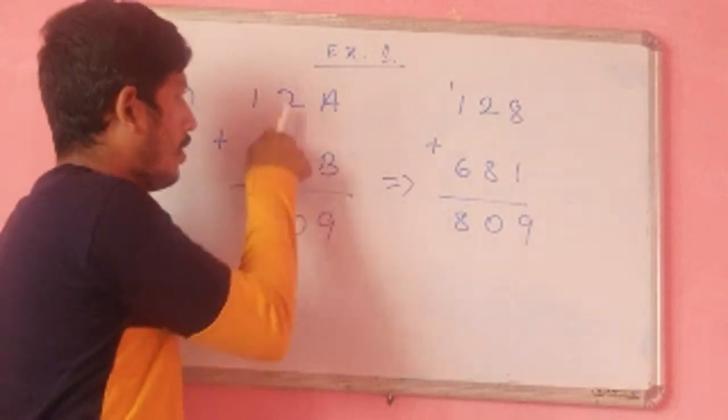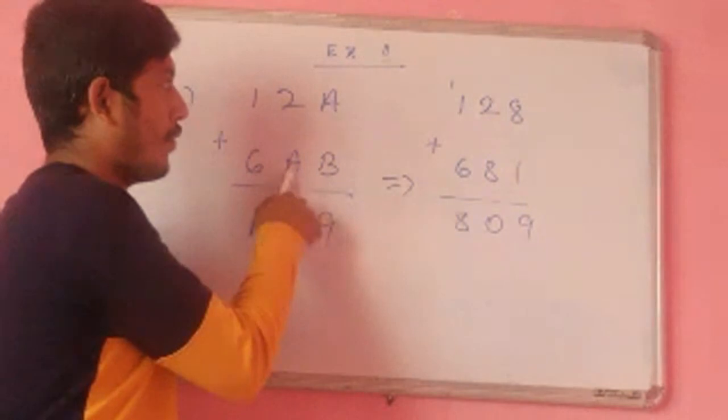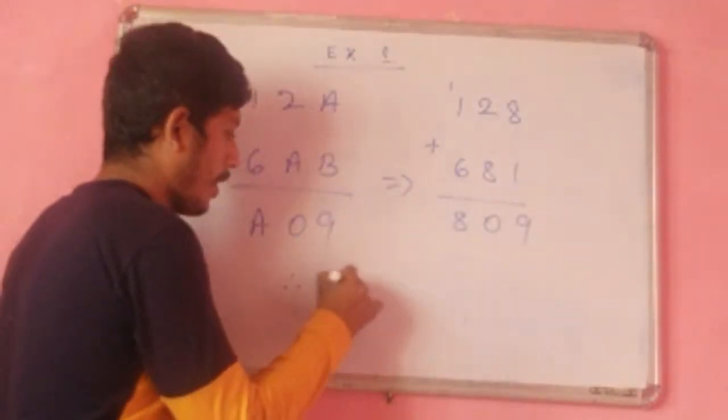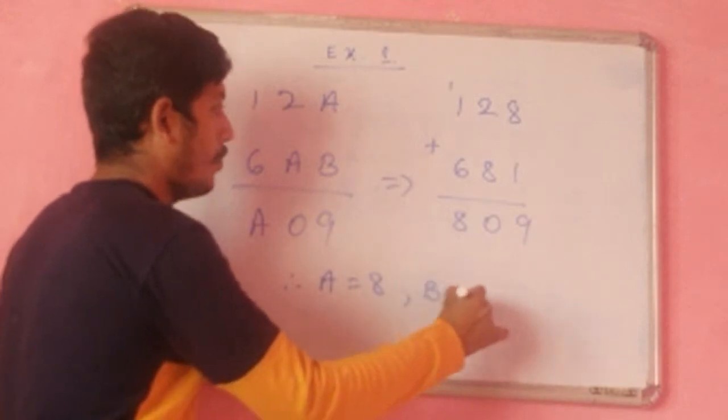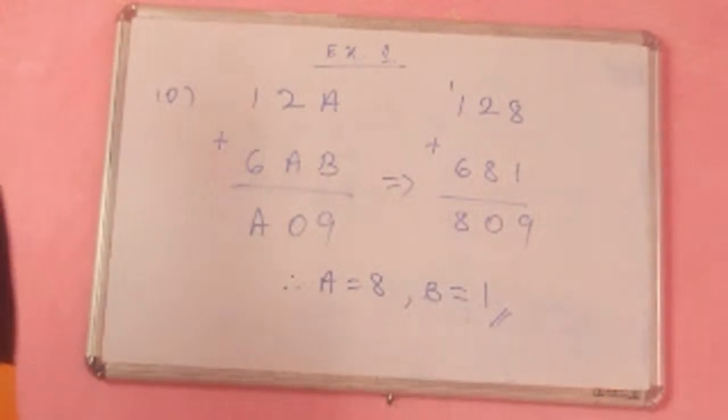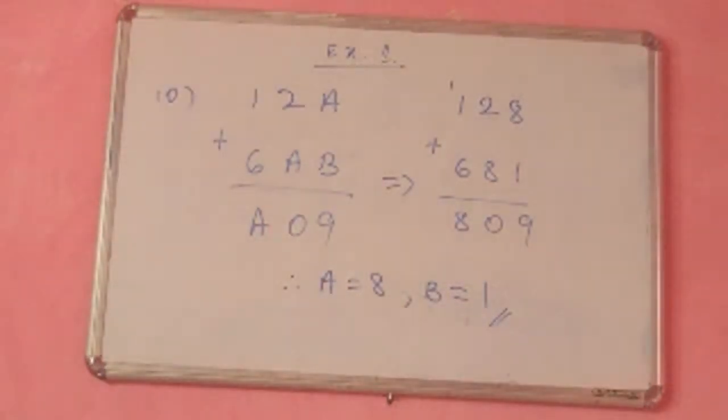So here 2 is already present. To become 10 we have to add 8. So therefore I consider the value of a as 8. So I got the value of a as 8 and the value of b as 1. Okay, this is the solution of the first exercise. So this completes the first exercise.